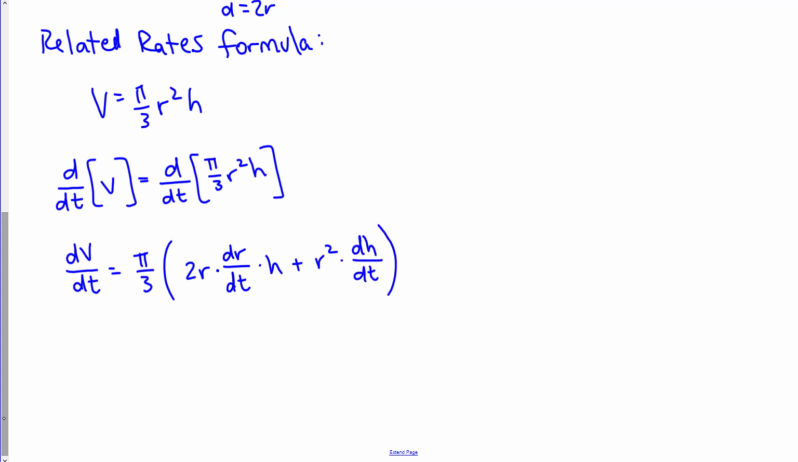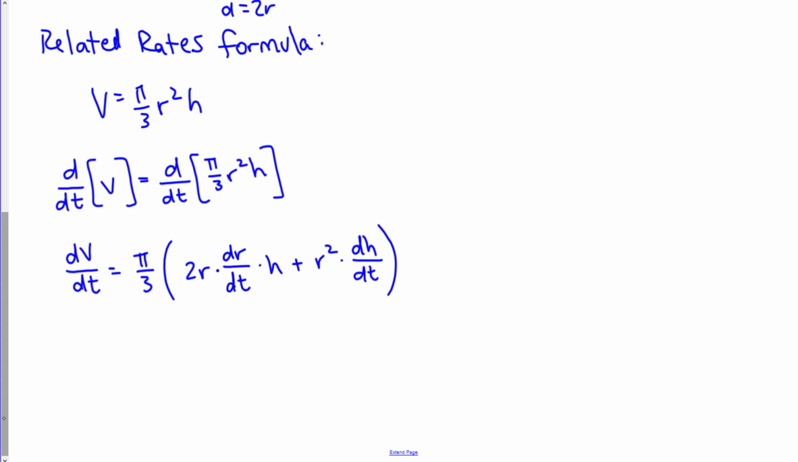So as I mentioned in earlier examples, when we're doing related rates, we need at least 2 derivatives in our equation to relate 2 rates together. If you have 3 or more, that's okay. It's still related rates. You have to have at least 2. So this is fine.